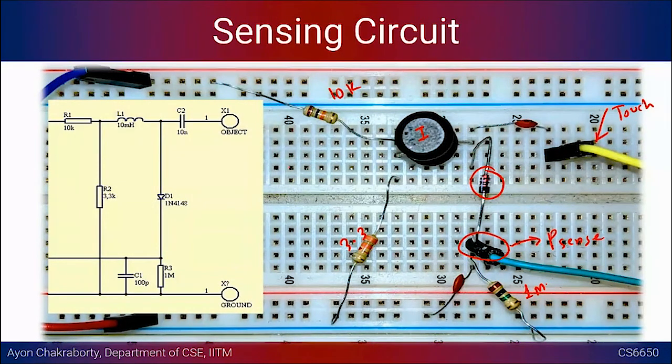Okay, so this X1 or the object, this maps to this part of the figure, where this is the electrode that you can use for touching or connecting to some kind of an elaborate electrode.